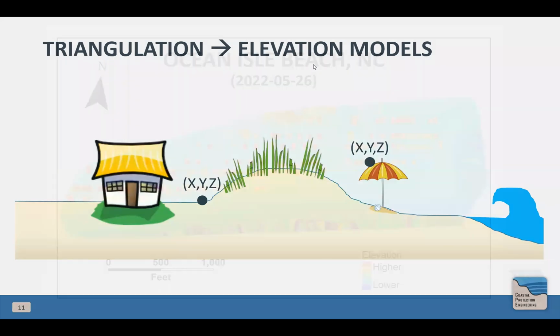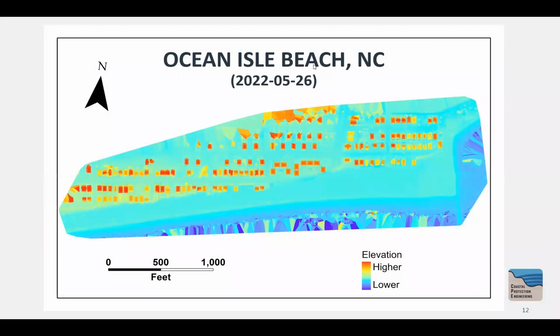And going back down to Ocean Isle Beach, we can clearly see what areas have houses and which areas are the low spots out on the beach. Photogrammetry does not do well with water, and that's why at the bottom of the image, it looks like a crazy mosaic of colors.